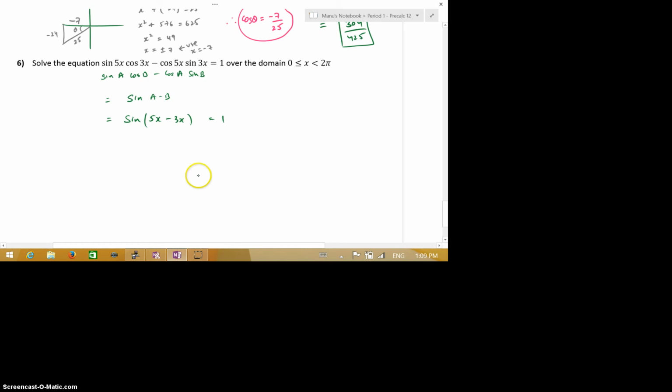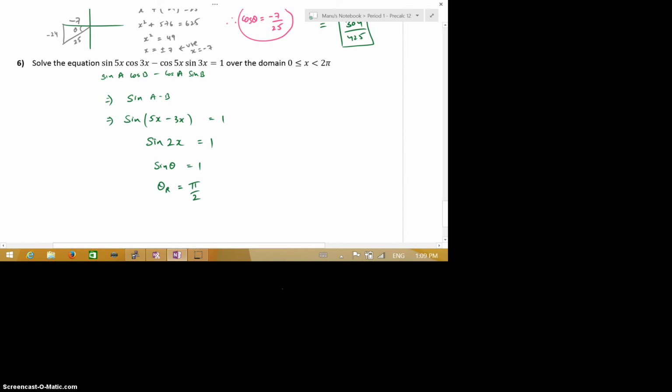This then becomes sine of 2x equals 1. So this is an easy one to solve now. You've done this last chapter, you've done it this chapter. Let's go ahead and finish it up. You're looking for sine of some angle equals 1. I'll replace the 2x with theta, so sine of theta equals 1. So my reference angle theta is going to equal sine of what is 1? Sine of pi over 2. So reference angle is pi over 2.